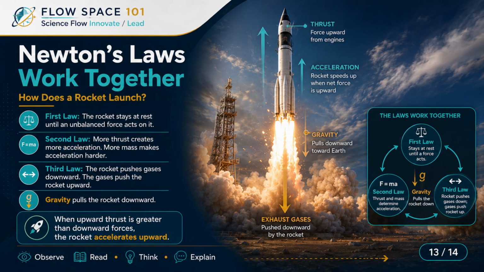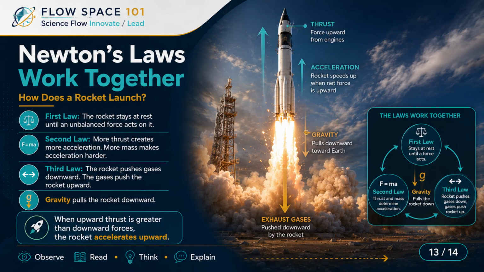A rocket launch is a great example of Newton's laws working together. According to the first law, the rocket remains at rest until an unbalanced force acts on it. The engines create thrust. According to the second law, the rocket accelerates when the upward net force acts on its mass. More thrust creates more acceleration, while greater mass makes acceleration more difficult.